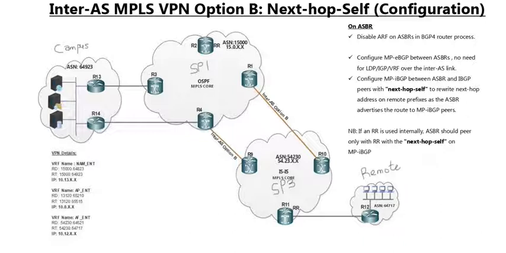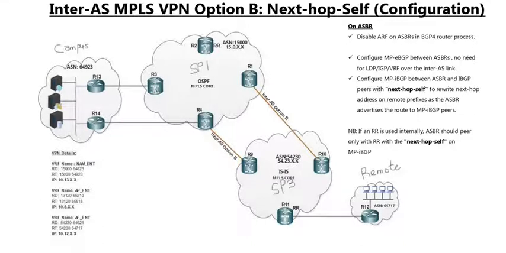As you go to the configuration section, these are things that are required in order for you to achieve option B by next-hop-self. On the ASBR, you need to disable the ARF. You will see this more in the configuration section. And of course, you can peer between the ASBRs. Remember, there is no need for LDP or IGP or VRF configuration over the entire link. So when you're configuring the ASBR with the internal router, you need to specify next-hop-self. This is to rewrite the next-hop address on remote prefixes as it advertises them.